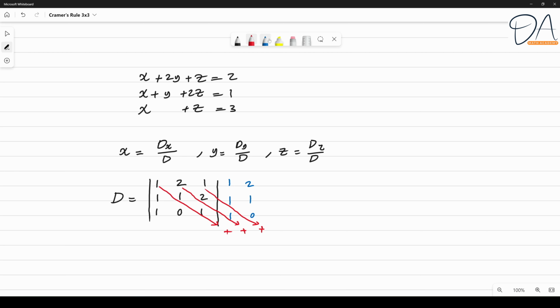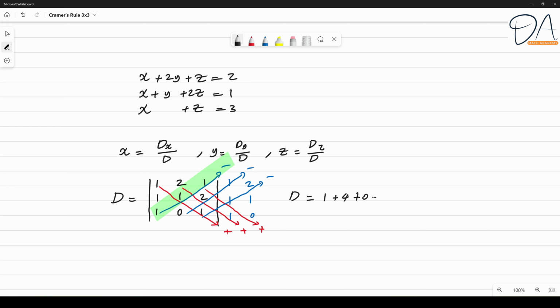We have also negative diagonals. So this starting from the lower element here and going this way. And then from 0 going this way. And then from 1 going this way. So these are negative. So then D is equal to, the first positive diagonal 1 times 1 times 1, that is 1. The second positive diagonal 2 times 2 times 1, that gives you 4. The third one 1 times 1 times 0, that gives you 0.